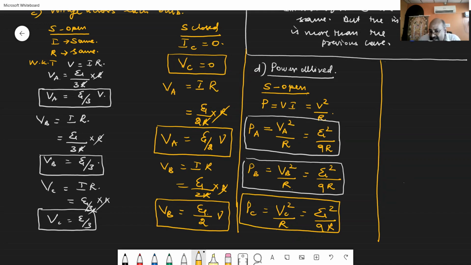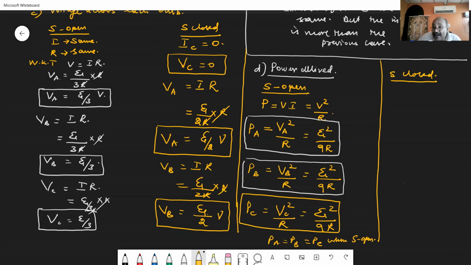So when the switch S is open, the power delivered by A, the power delivered by B, and the power delivered by C are the same. So I can say PA is equal to PB is equal to PC when S is open. Okay, the power delivered when S is closed is also asked.